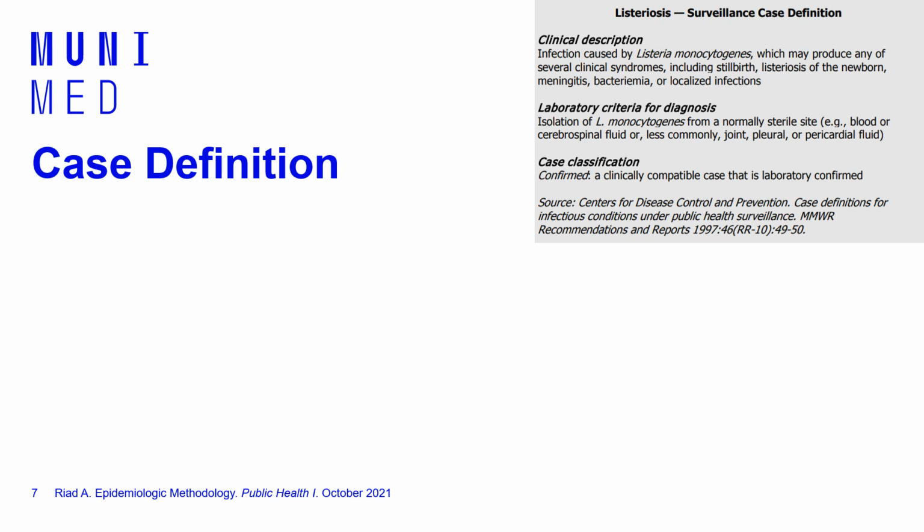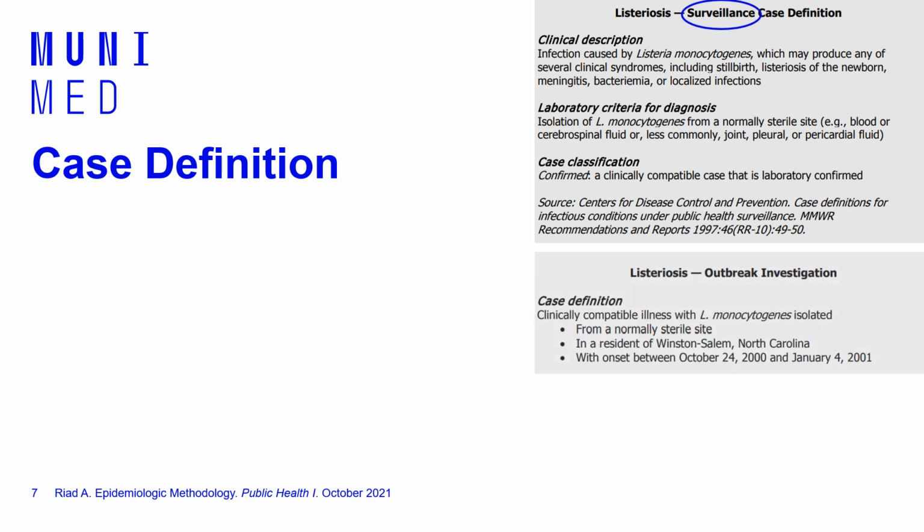This is listeriosis, and this is an example of a bacterial infection, and this is the case definition for listeriosis during surveillance time, or during, I would say, peaceful time. There was no outbreak at this time, so that's why the criteria that you see here are purely clinical and laboratory criteria. There is no information about the place or the time or the person that could possibly be affected. That's why this is a case definition for surveillance purposes.